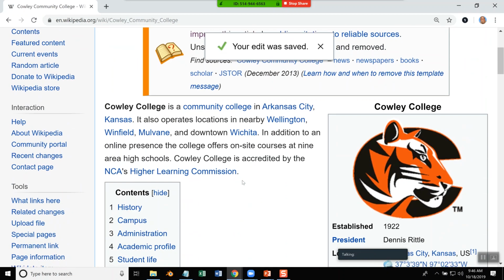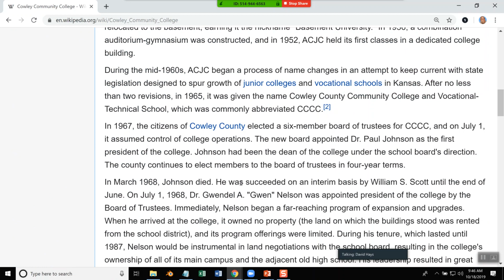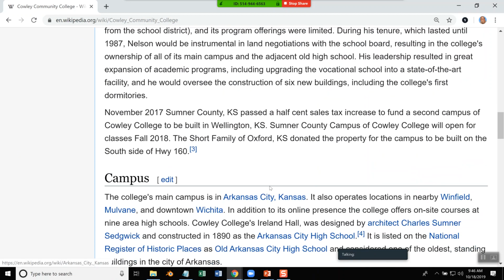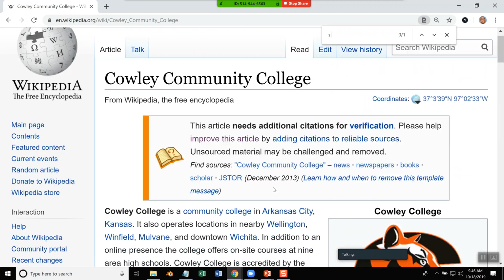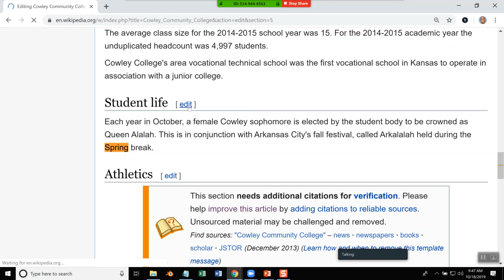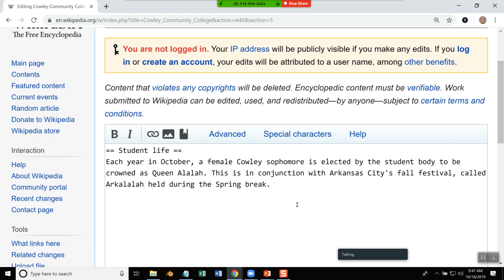And now I had saved. I'm going to search for it. Spring. Now, Arkalala is held during the spring break. Isn't that shocking that they do not ask for your email address? You do not have to create an account. Okay, let me change this back. What was it?